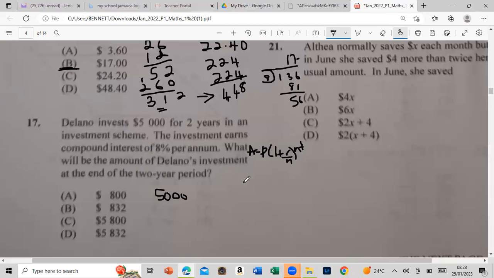Alright, so we have 5,000. We have 1 plus the rate, which is 8%, so that's 0.08. I convert it to decimal per annum, so 1.08, and then this squared. Square this first one, so you multiply 108 by 108. I'm not gonna do that though.